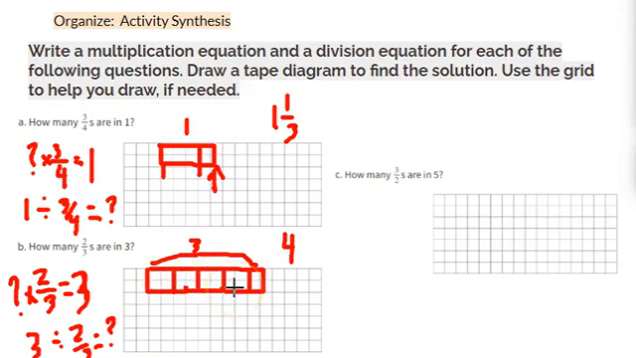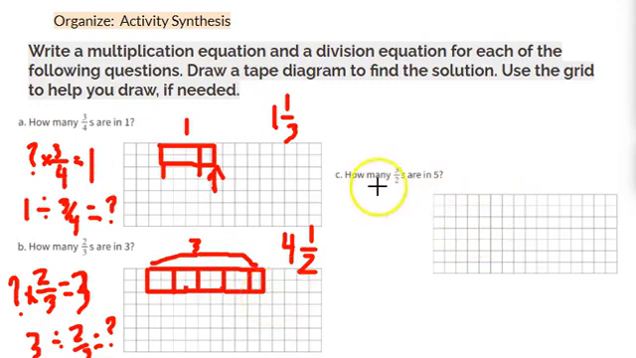4 complete groups of 2/3. I've got one more left over here. I've got one part of one, and that one part is out of 2. So my answer is 4 1/2, because I can get 4 complete groups of 2/3, and I can get half of one of those 2/3.